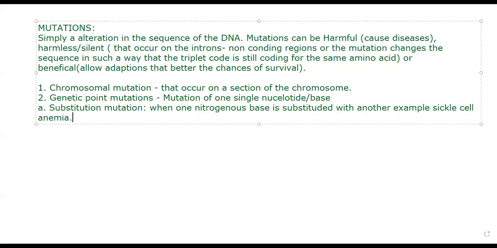In sickle cell anemia, what were we doing? There was an incorrect substitution. And because of that incorrect substitution, we were getting a different amino acid being incorporated into the polypeptide chain. And as a result, the structure of hemoglobin was changing. Other than this, we can have deletion.